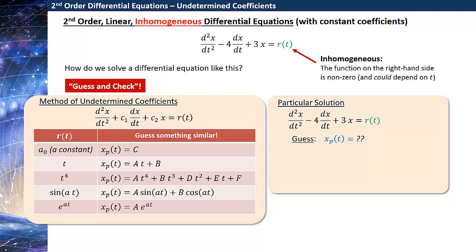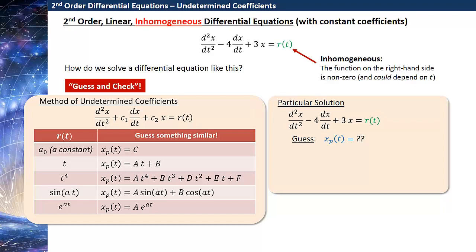So if r of t was, say, t to the 4, then I would need to include not only a term for my guess that looks like t to the 4, but I need to include all lower powers of t to the 4 down to a constant as well. It's annoying that you have to include all of those, but you'll find if you don't include them, then it doesn't work for a solution. So you really do need to include all lower powers, t to the 4 down to a constant, or whatever power of t you happen to have on the right-hand side.